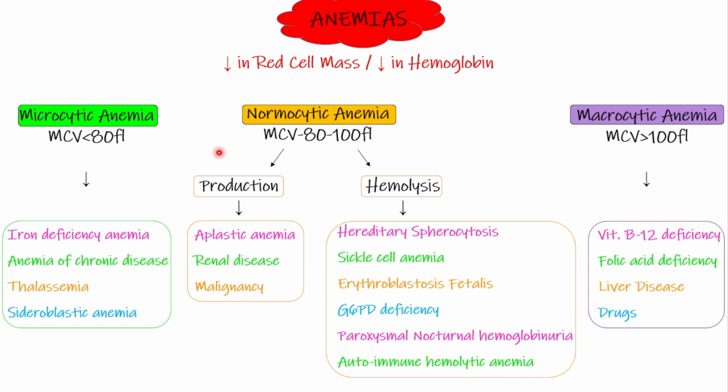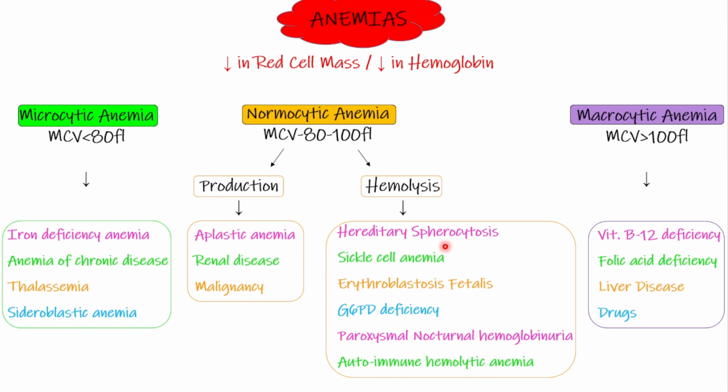So normocytic anemias have one cause, which is production defect, and the other one is hemolysis. Hemolysis also causes normocytic anemias. Hemolysis includes, number one, hereditary spherocytosis. As you all know, RBCs are normally biconcave in shape, so in hereditary spherocytosis, the RBCs lose their membrane and are converted into spherical shaped RBCs.